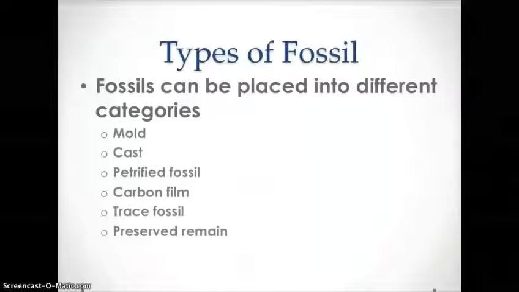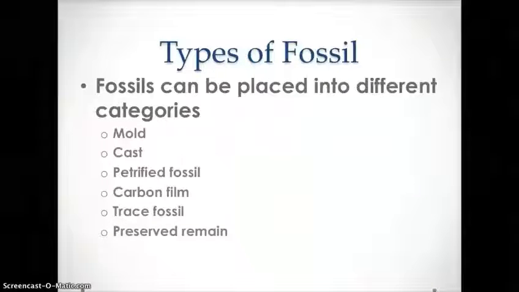Fossils can be placed into different categories. The categories are molds, casts, petrified fossils, carbon films, trace fossils, and preserved remains.